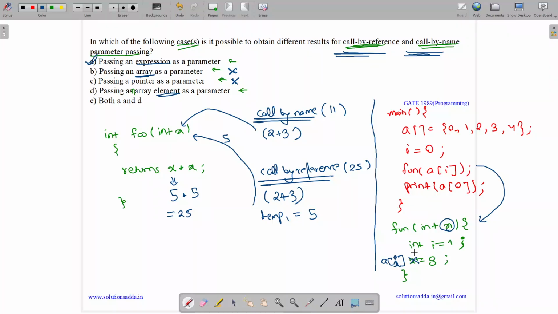So how will it evaluate? It will do I equals to 1, a of I equals to 8. So what is I value? I value is 1 in this function, so a of 1 equals to 8. So it will change this 1 to 8, and when we come back to this main function, it will print a of 0. A of 0, the answer will be 0. So for call by name, the answer will be 0.